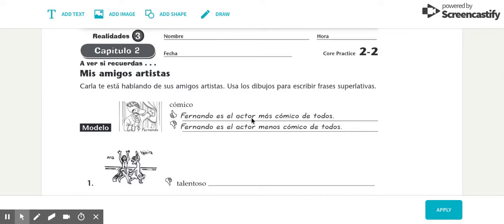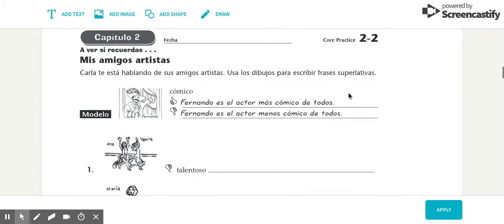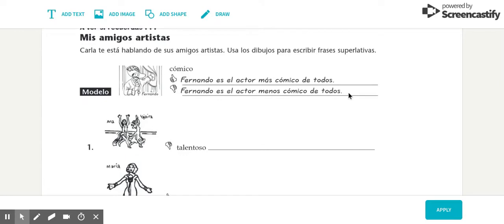Let's go to 2-2 now. Carla te está hablando de sus amigas, amigos artistas. So Carla is talking to you about her artist friends. Usa los dibujos para escribir frases superlativas. So use the pictures to write superlative sentences. Now, superlative means the most whatever or the least whatever.